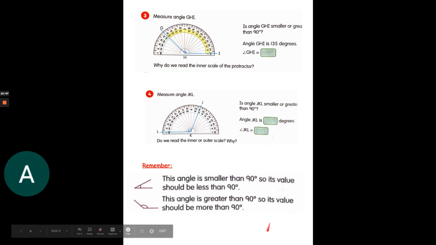So just remember that an angle, if it's smaller than 90 degrees, its value should be less than 90 degrees. And if it's greater than 90 degrees, its value should be more than 90 degrees. So we really need to remember that if it looks like that, it's going to be less than 90 degrees. So if you're coming up with figures that are over 90, you've gone wrong somewhere. And when you measure ones like this, if you're coming up with numbers that are less than 90, again, you've gone wrong somewhere because this is obtuse and it is greater than 90.